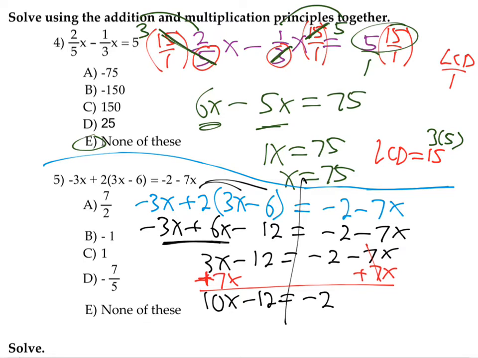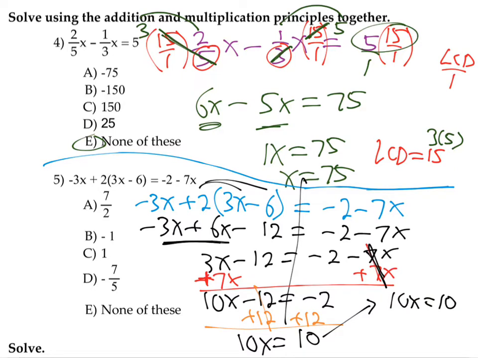See what I did there? Canceled these guys out. x is saying I want to be alone. Add 12 to both sides. Kind of running out of room there, so we'll get 10x is, what's that, 10? Oh, that's nice. So 10x is 10, last step. Divide by 10. So x is 1, right? Whoops, there it is, answer C. Answer is 1.